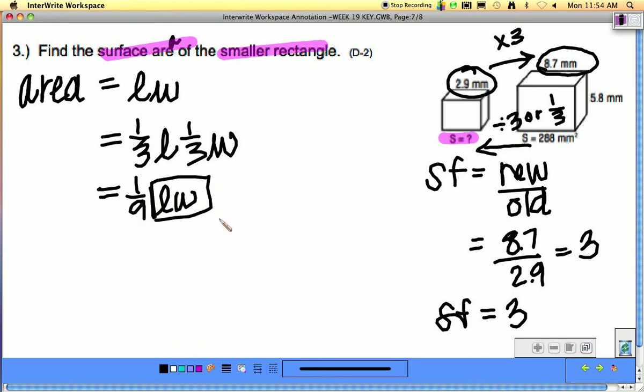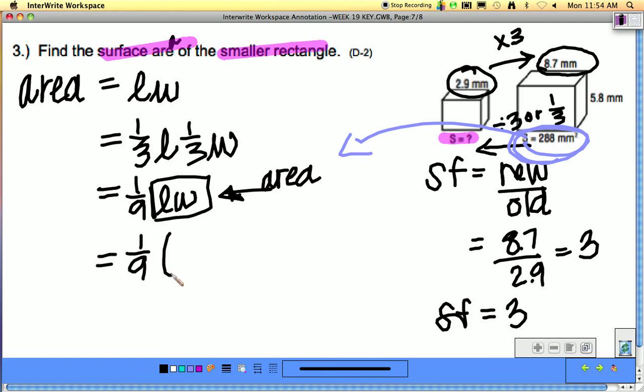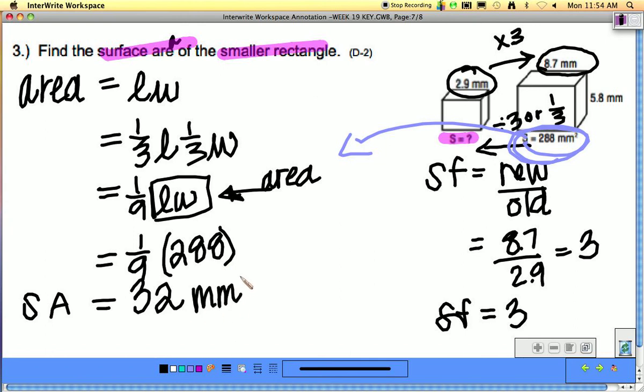This is the formula for area. And I'm going to plug in the surface area that I have over there. So I have 1/9 times 288. And when I multiply 288 times 1/9, I get 32. So the surface area of this smaller rectangular prism is going to be 32 millimeters squared. That's your answer.